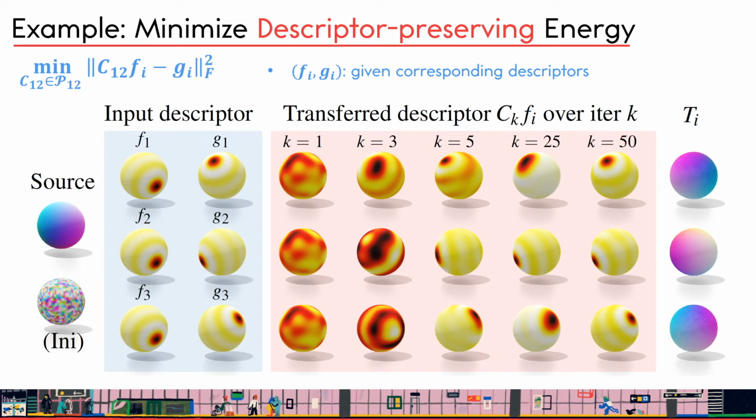Here is an illustrative example of minimizing the descriptor preserving energy we just discussed. In the blue box, we show three different pairs of input descriptors. In the red box, we show how the descriptor in the source shape gets transferred to the target shape over iterations using our solver. The last column shows the underlying pointwise map of the optimized proper functional map. We can see that in this case, the final pointwise map respects the correspondences between the input descriptors.